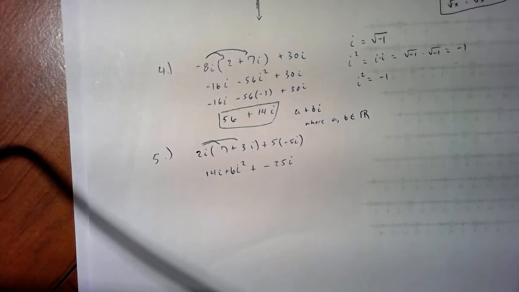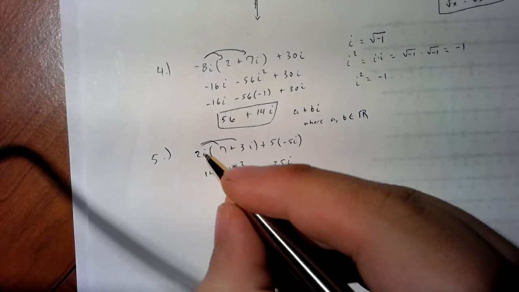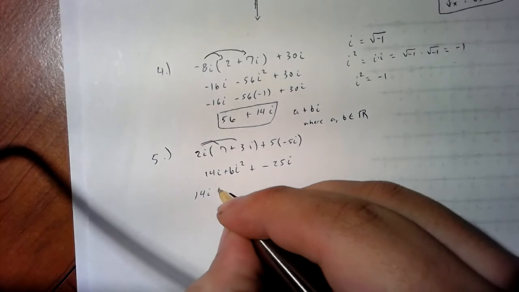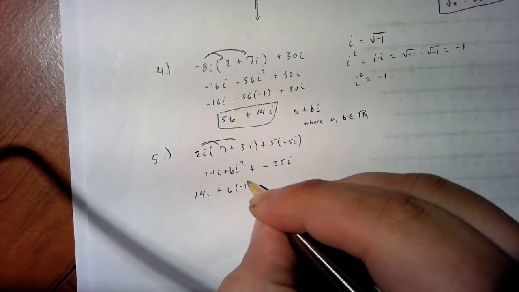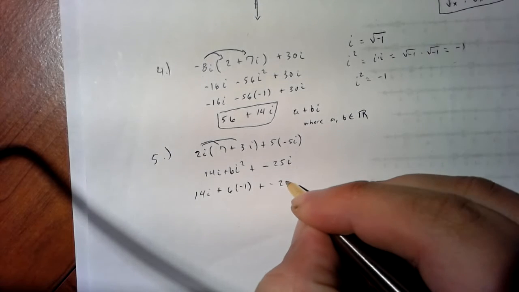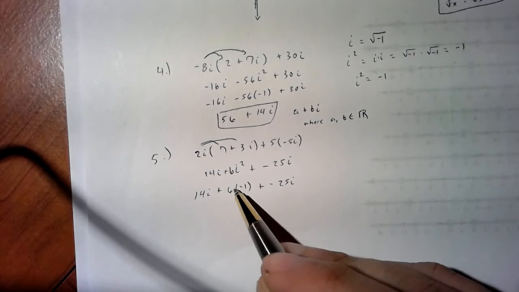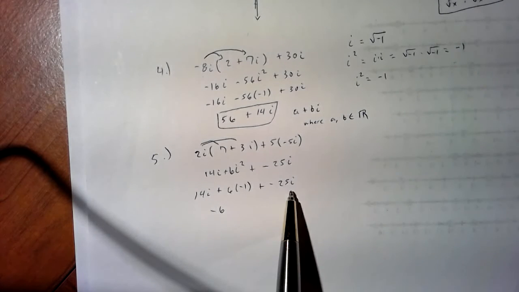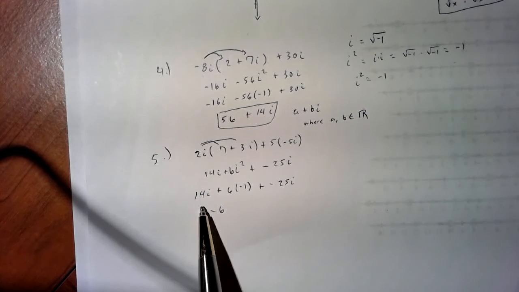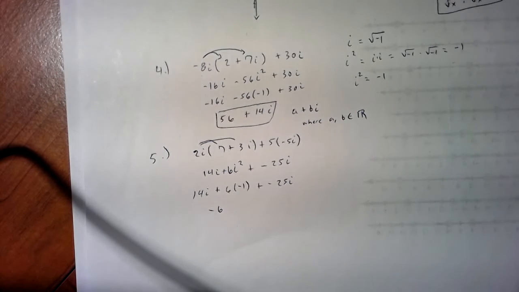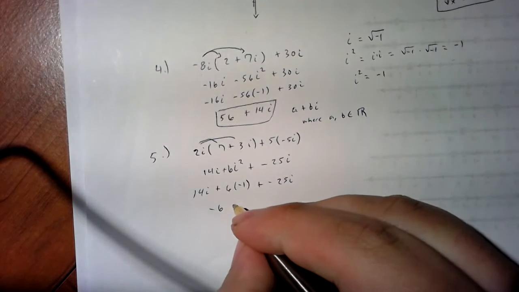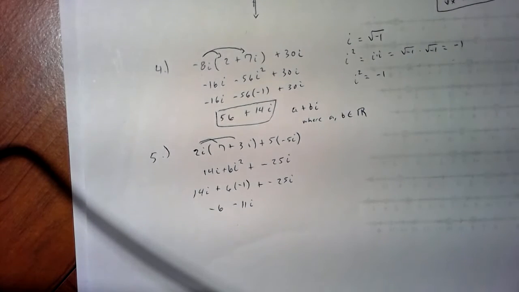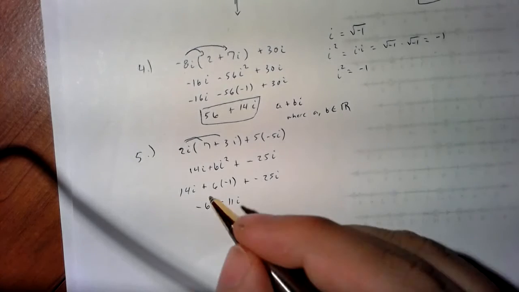So we're going to do the same thing. When we see an i squared, we know that we need to replace that with a negative 1. So I'm going to go ahead and do that here. And that is just negative 6. Then you can combine these expressions that have i in them. So 14i plus negative 25i is going to be negative 11i. So you get minus 11i. Alright, and then that would be our answer.